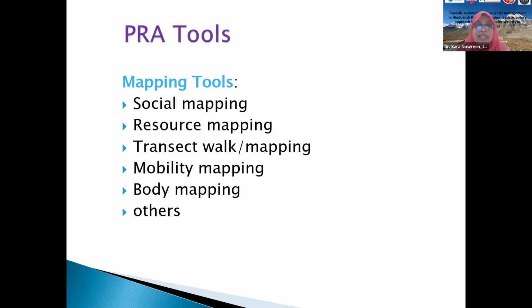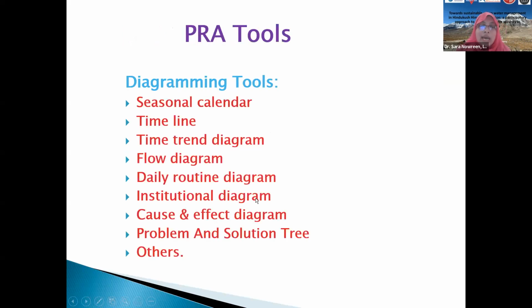So these are simply some examples of the tools, how you can engage the stakeholders and get the best information you want to take and do your research, further research. Okay, so these are the mapping tools: social mapping, resource mapping, transit. There are many more. Then there are some diagramming tools like seasonal calendar. I mean, these are simply names.